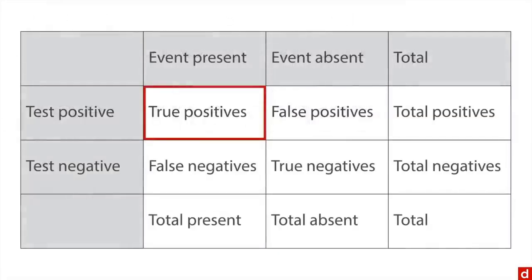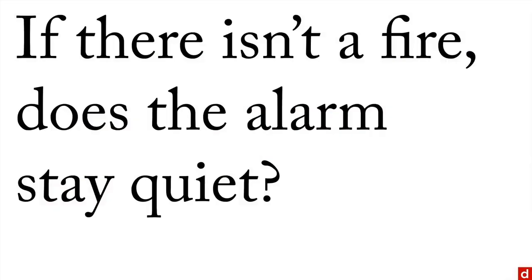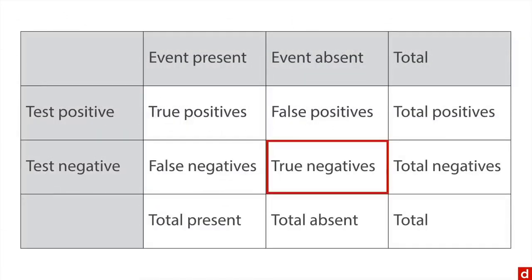And so that's a matter of looking at the true positives and dividing that by the total number of alarms. So the test positive means there's an alarm, and the event present means there's a fire. You want always to have an alarm when there's a fire. Specificity, on the other hand, is sort of the flip side of this. If there isn't a fire, does the alarm stay quiet? This is where you're looking at the ratio of true negatives to total absent events, where there's no fire and the alarm's not ringing, and that's what you want.